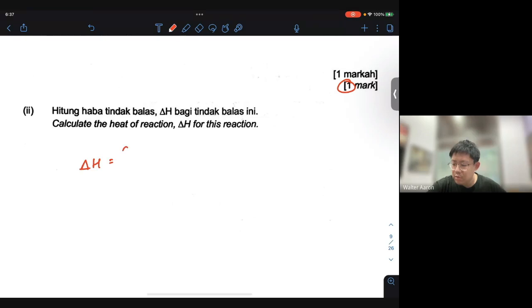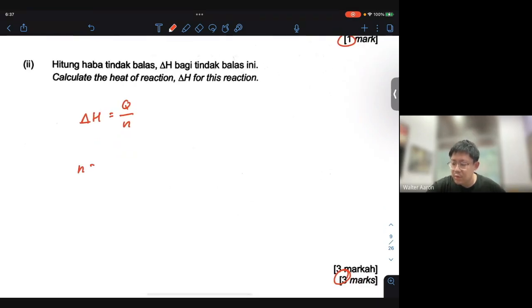Q divided by n. The first step over here is to calculate what n is. n is the number of mole. We follow the solution, so we use MV over 1,000. In this case, like we saw, it is actually 2.0 mole per dm cube multiplied by 20 cm cube for the acid, and after that, divide by 1,000. The number of mole over here is actually 0.04 mole.